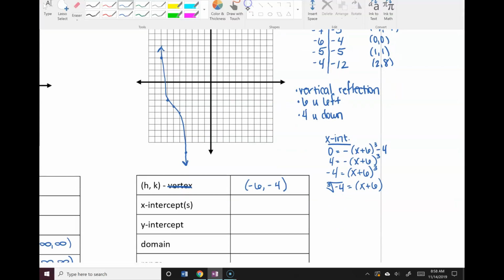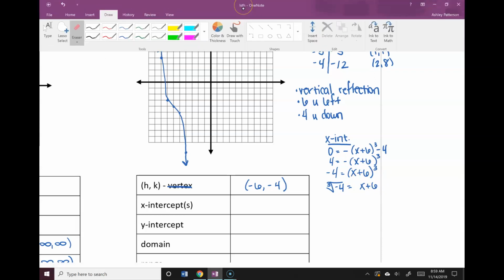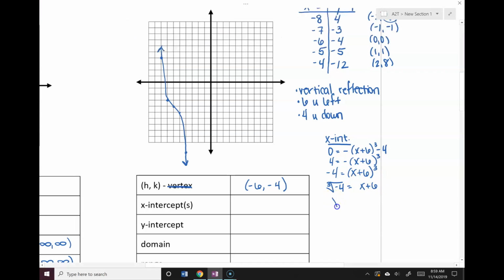Last thing, actually, we don't need those parentheses anymore. Let me take them away. Last thing is to subtract the 6 to both sides. And that means that x is -6 plus the cube root of -4. We don't need plus and minus because, again, this isn't going to be a square root. Sweet, nice job.